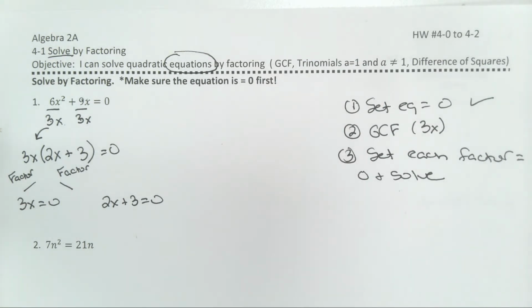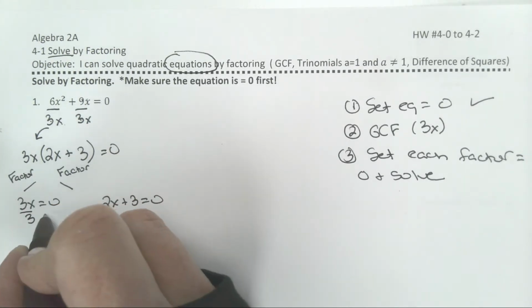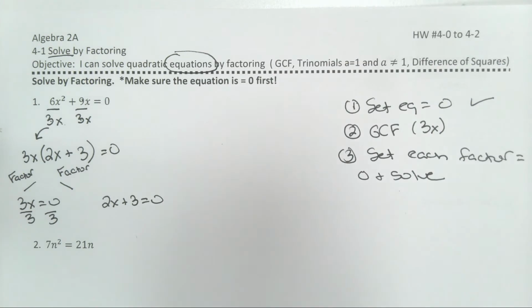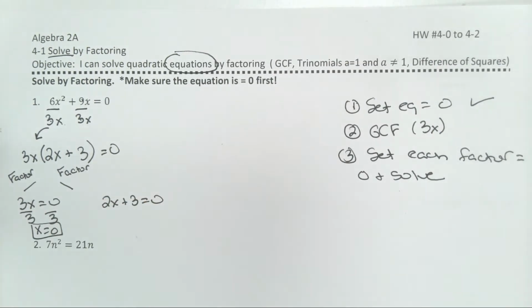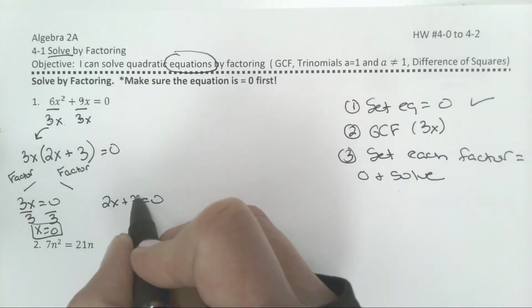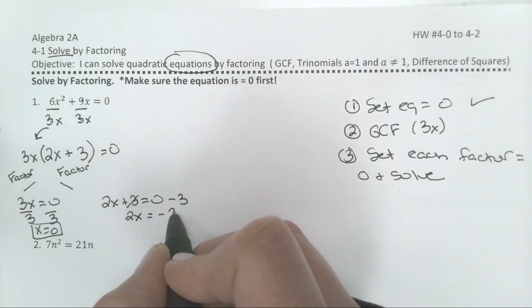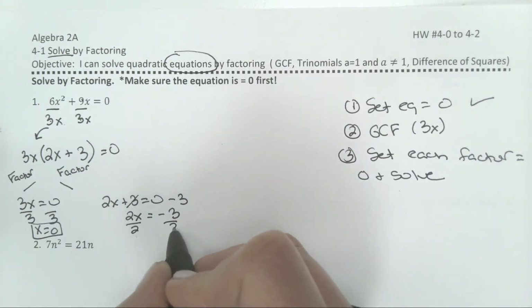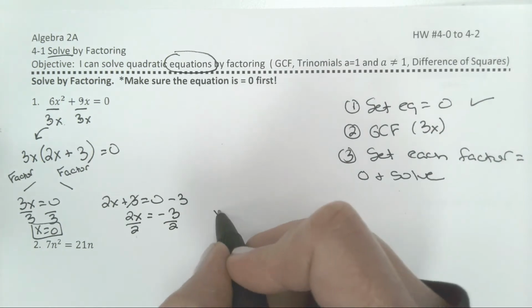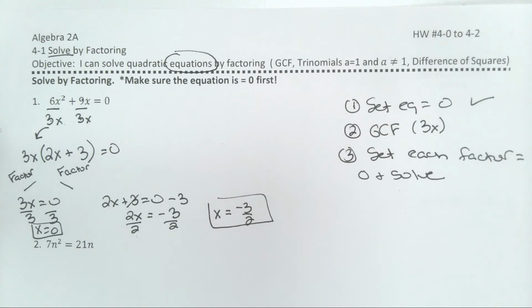Now we're just going to do algebra. So 3x equals 0. That means I'm going to have to divide both sides by 3. And 0 divided by anything is 0. So x equals 0 is one answer. The other one, I'm going to have to subtract the 3 over. Get 2x equals negative 3. Divide both sides by 2. And x equals negative 3 halves also.